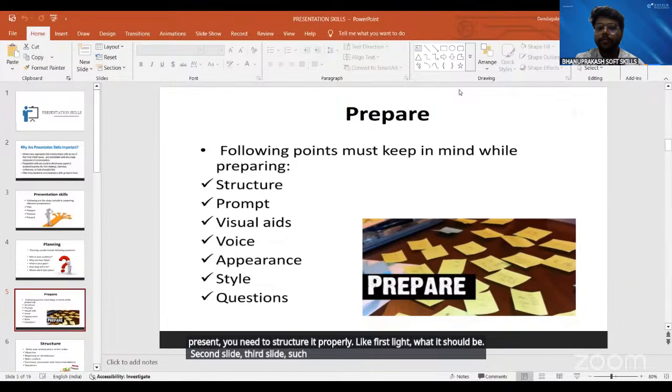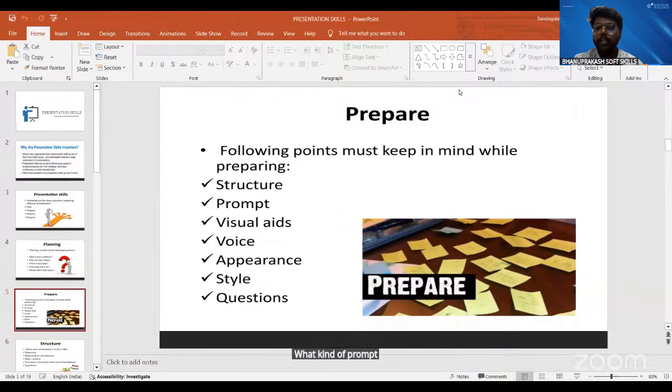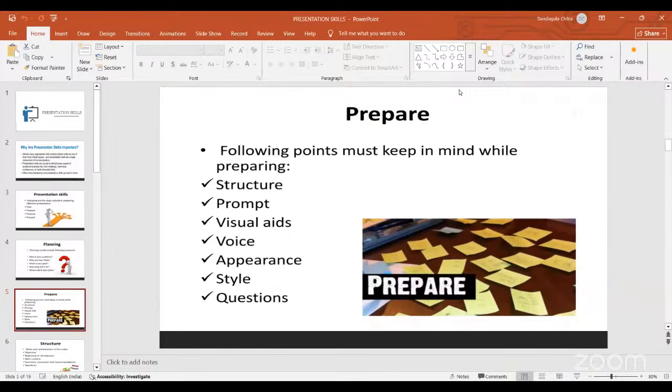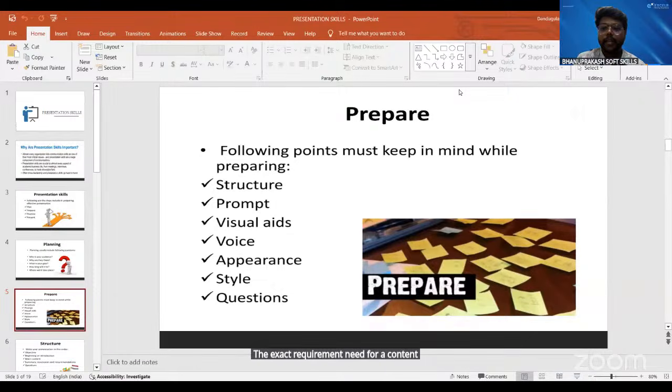And prompt. What kind of prompt do you need to use? What is meant by prompt normally? Tell me, anyone? Prompt. What is prompt? The exact requirement needed for a content. Yes, the content part. And visual aids.